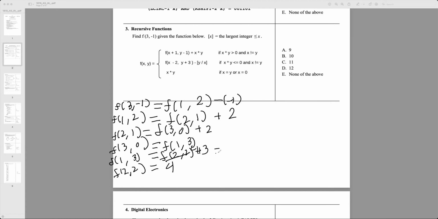We go up from there: 7, 7, 9, 11, and 11 minus 1 is 12, so the answer would be D. Recursive functions, like I said, you just have to be careful and you should be smooth sailing.